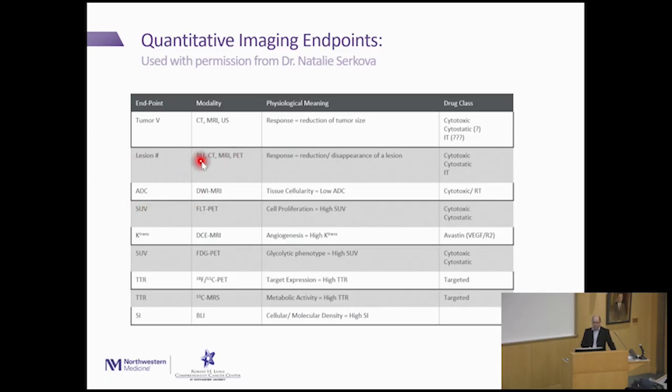Lesion number, that's using these techniques. Apparent diffusion coefficient is with DWI, which I talked about earlier. SUV is a standard uptake value from PET imaging, which I'm not talking about. K-trans I talked about with the DCE MRI. That's associated with angiogenesis. And then these are also not MRI, so I'm going to keep going.